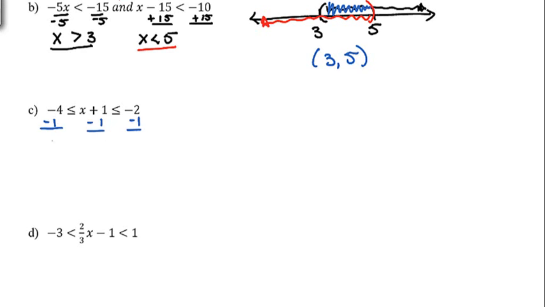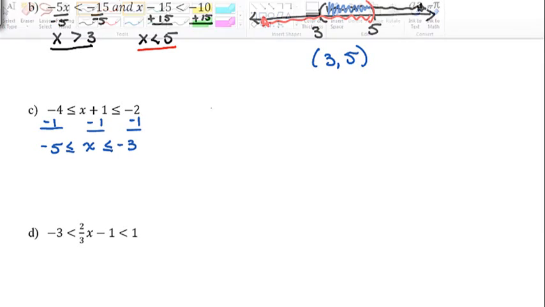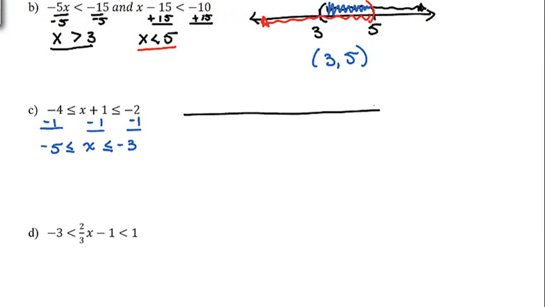And negative 4 minus 1 is negative 5, and that's less than or equal to x, and it's less than or equal to negative 2 minus 1, which is negative 3. So now we'll graph this on our number line. Put negative 5 and negative 3 on the number line. And basically what this statement is saying is that x is between negative 5 and negative 3.